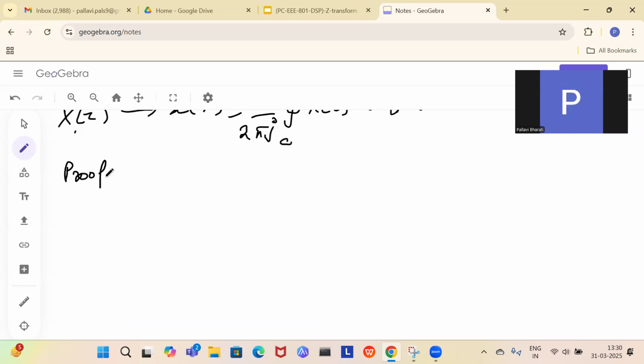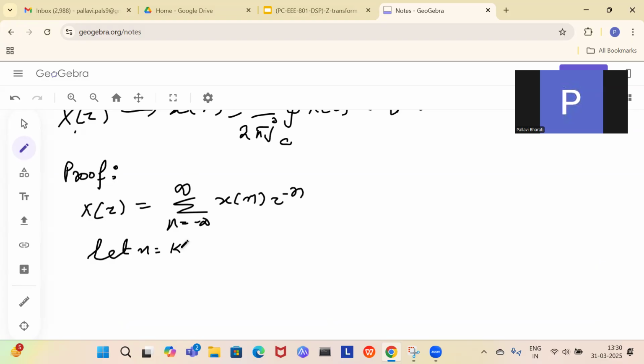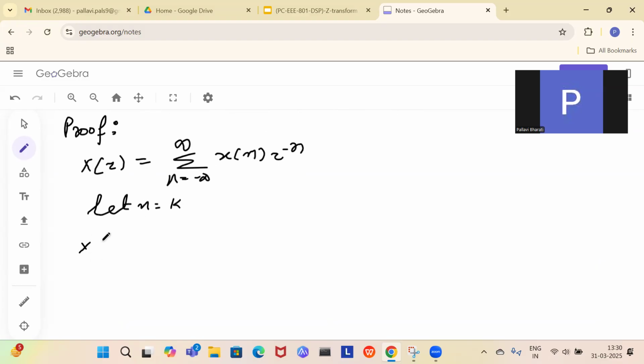So for the proof, we start with the Z transform formula, which says X of z is equal to summation n equals minus infinity to infinity x n z to the power minus n. We change the variable n to k. So we'll write over here, let n is equals to k. Now we have this as X of z is equals to summation k equals minus infinity to infinity x of k z to the power minus k. So that was the thing that we have changed the variable over here.